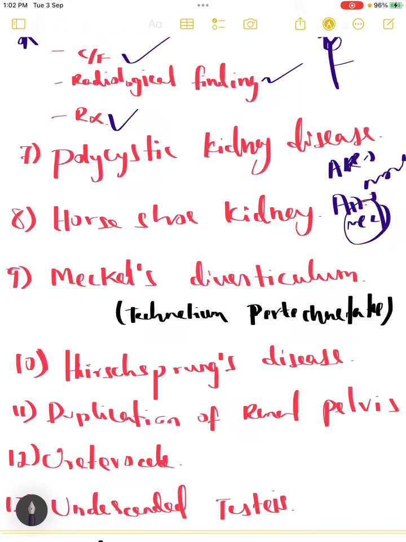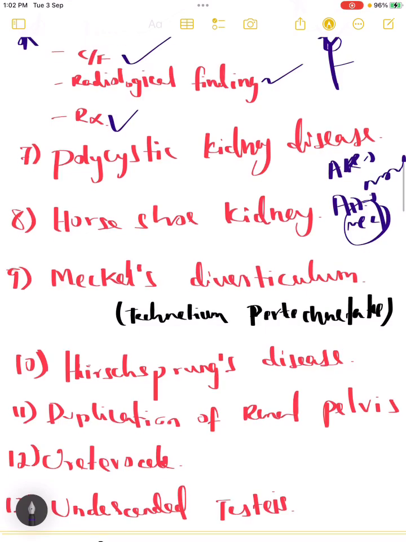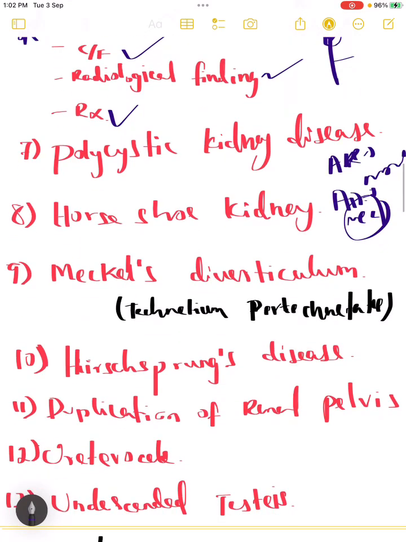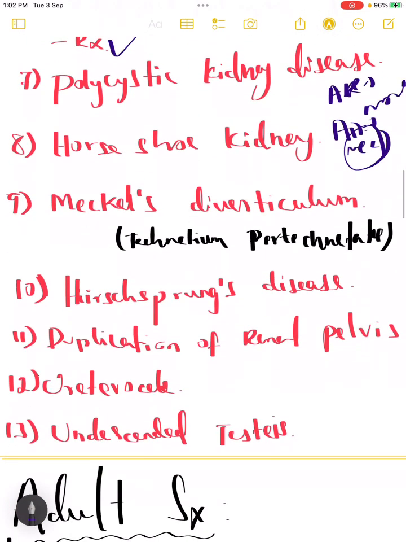I think I forgot the spider leg appearance. I think spider leg appearance from radiology image, so know about those things also. Then horseshoe kidney, definitely horseshoe kidney is also very important. Recently many questions from horseshoe kidney. I think in the July paper we also got horseshoe kidney. So study about horseshoe kidney also.